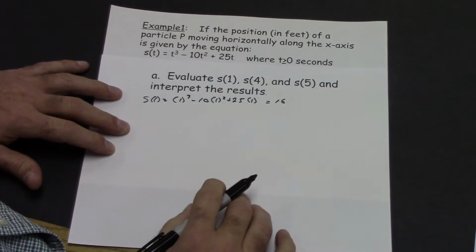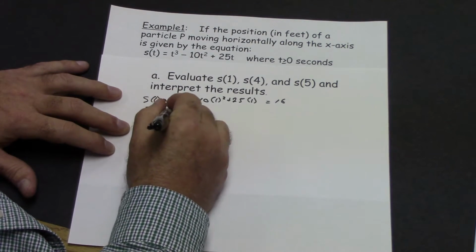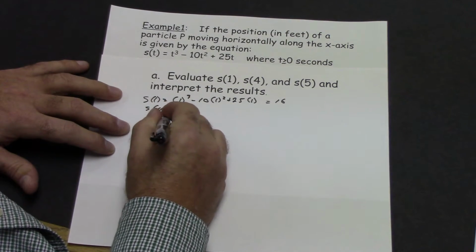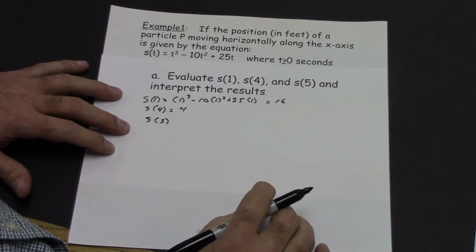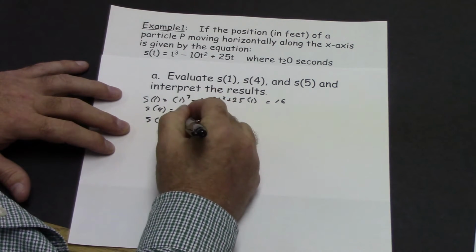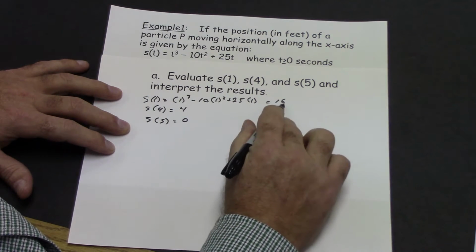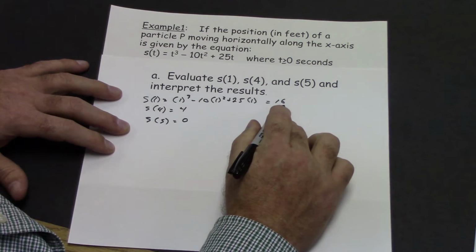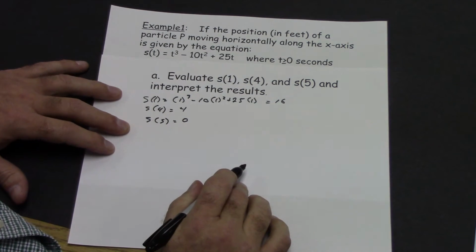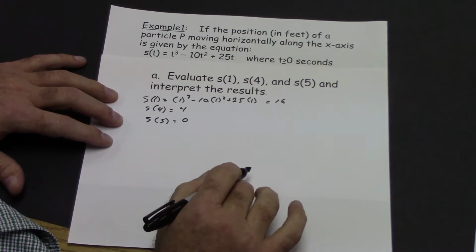Okay, let's evaluate the position at 4 and 5. The position at 4, I've already evaluated as 4, and then the position at 5. Basically you're substituting into your position function. The position at 5 is 0. So you can see after 1 second, the particle is at 16. After 4 seconds, the particle is at 4, and after 5 seconds, the particle is at 0. Now, what do these mean?